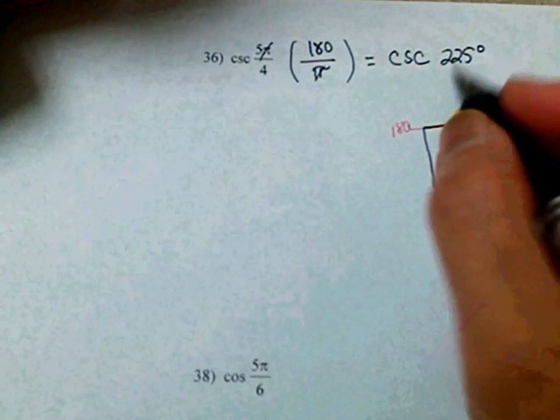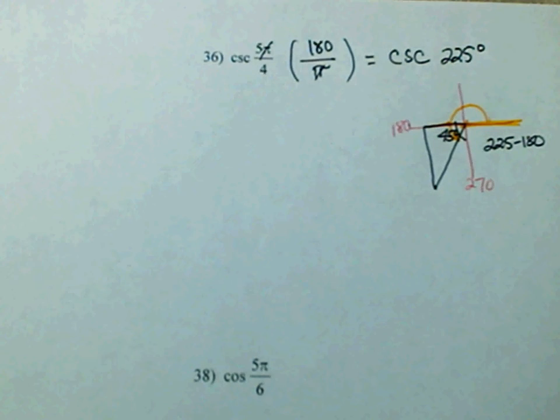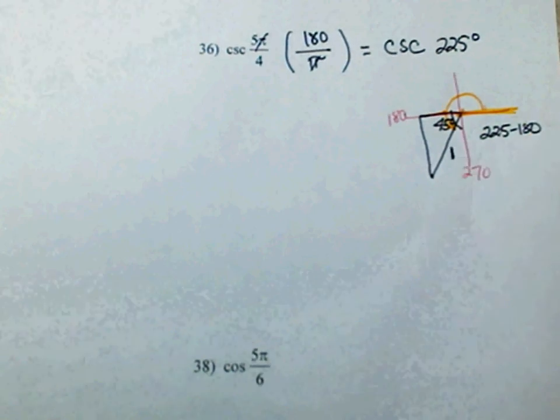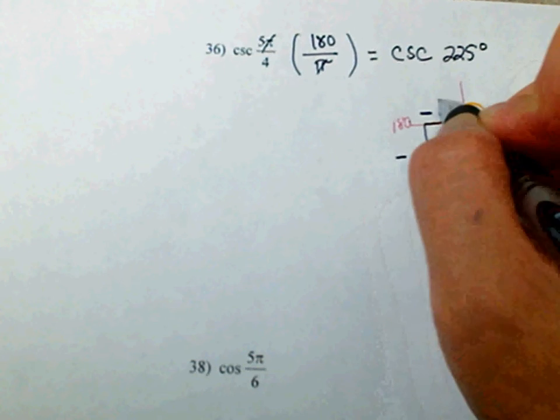Sometimes it'll be a 30-60. The next problem will be a 30-60. All right, so you got 45. Hypotenuse is 1. Going this way is negative. Going down is negative. Square root of 2 over 2, square root of 2 over 2. So you have all your lengths to find your ratios.